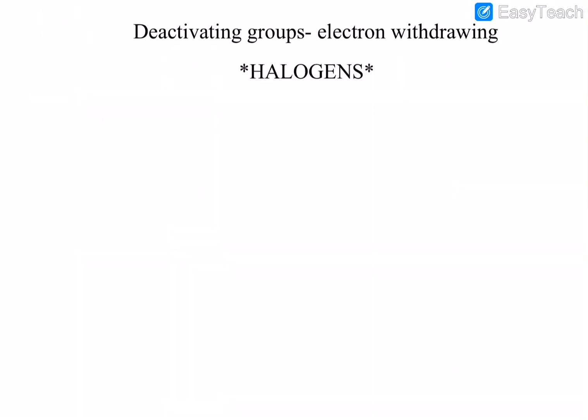Halogens as substituents are also tricky, but they're also considered deactivators. This is mostly because they react at a slower rate than benzene, so let's look at why.